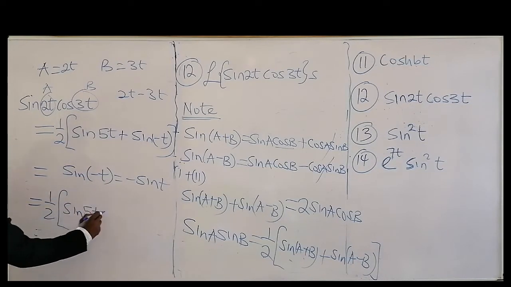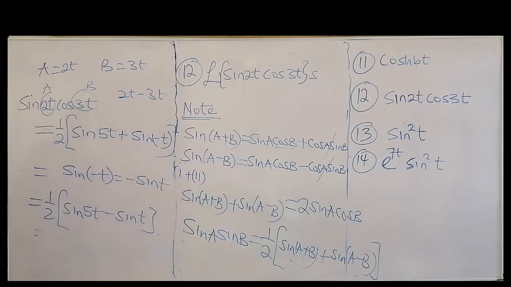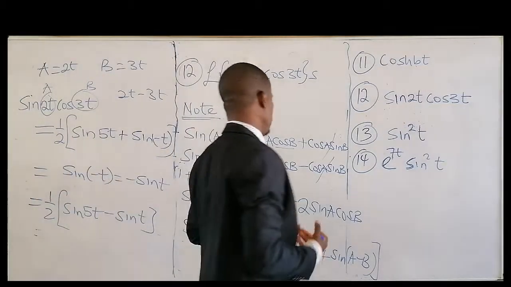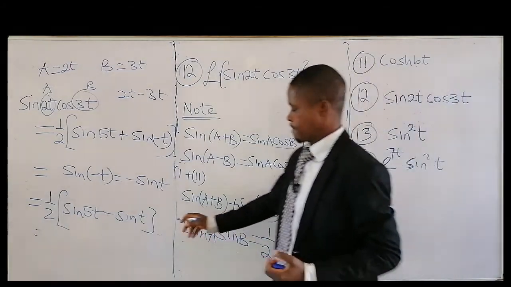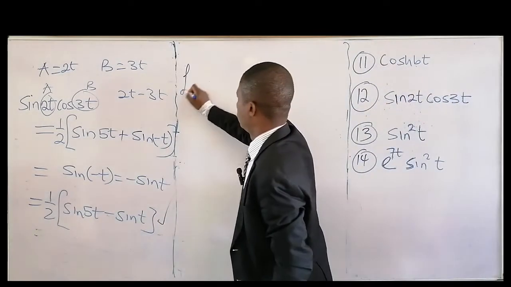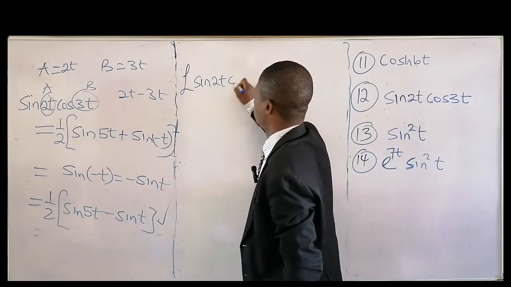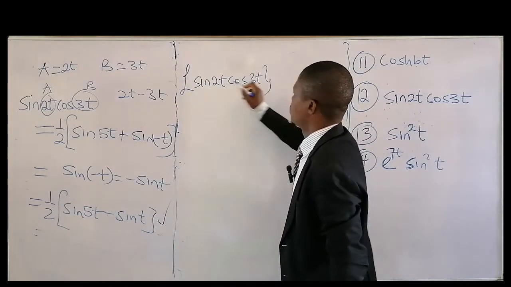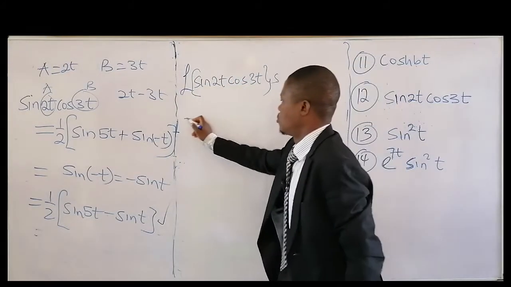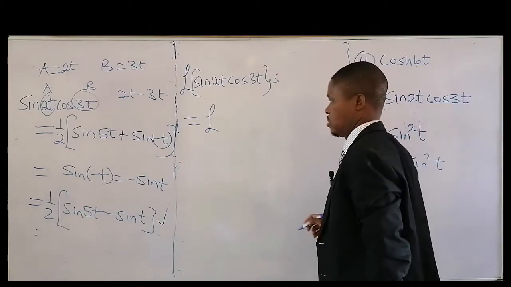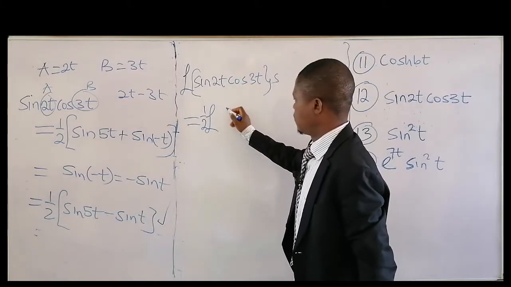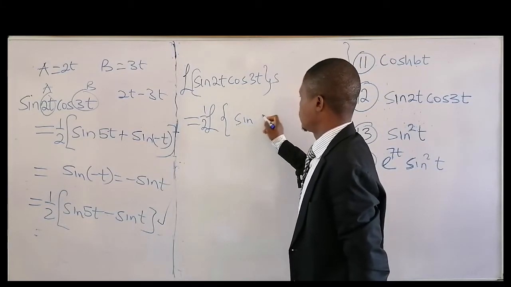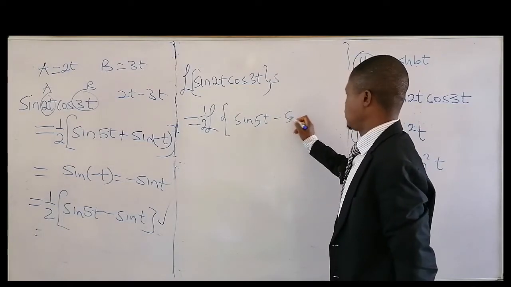Sine 5t minus sine t. So we've finished using the addition formulae. The next thing to do is to go back to the Laplace table and use the table straight away. So Laplace of sine 2t cos 3t is equal to Laplace of what? The half can come outside. Laplace of sine 5t minus sine t.